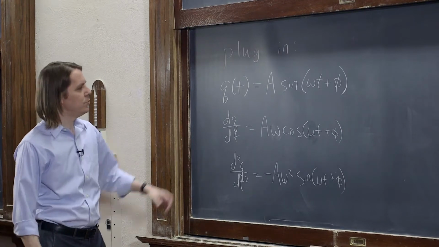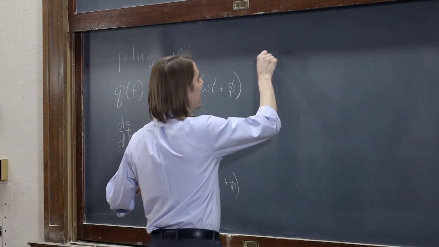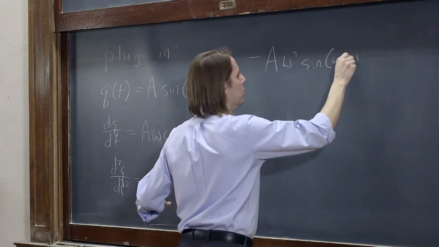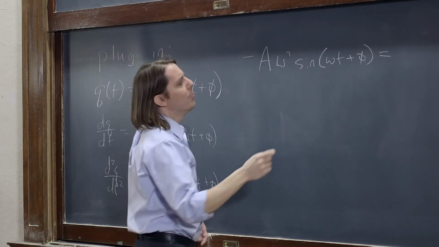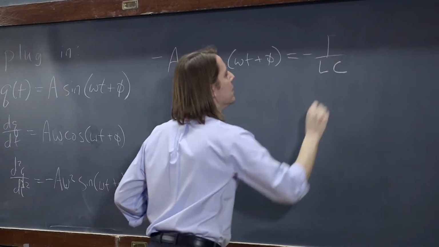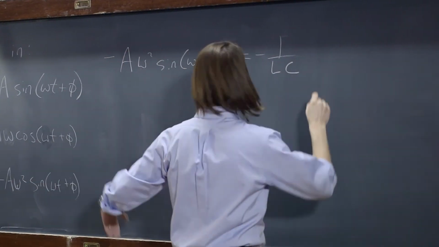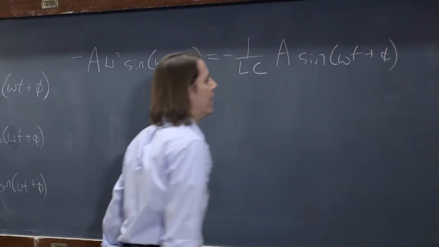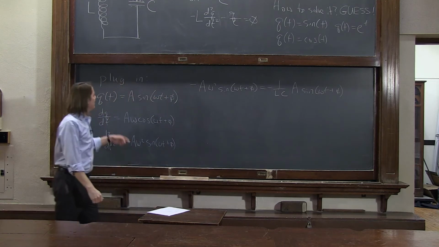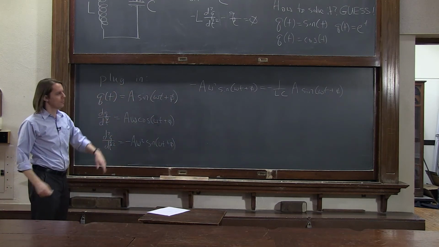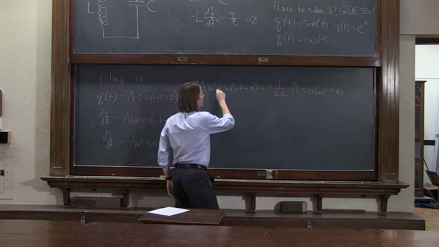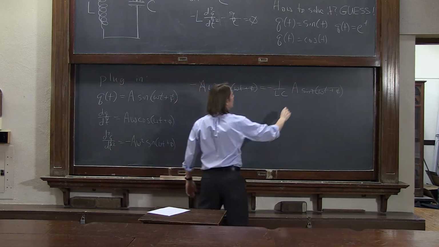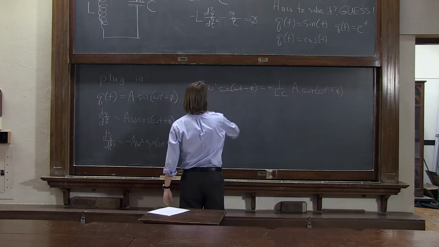d2q dt2 was one of our equations, so that's minus a omega squared sine omega t plus phi equals minus 1 over LC times q, which is just a sine omega t plus phi. So basically, if this guess is correct, that has to be true. Okay? Well, you can see stuff cancels out. The sine cancels out. That's nice. This amplitude cancels out. The two negatives go away, become positive.